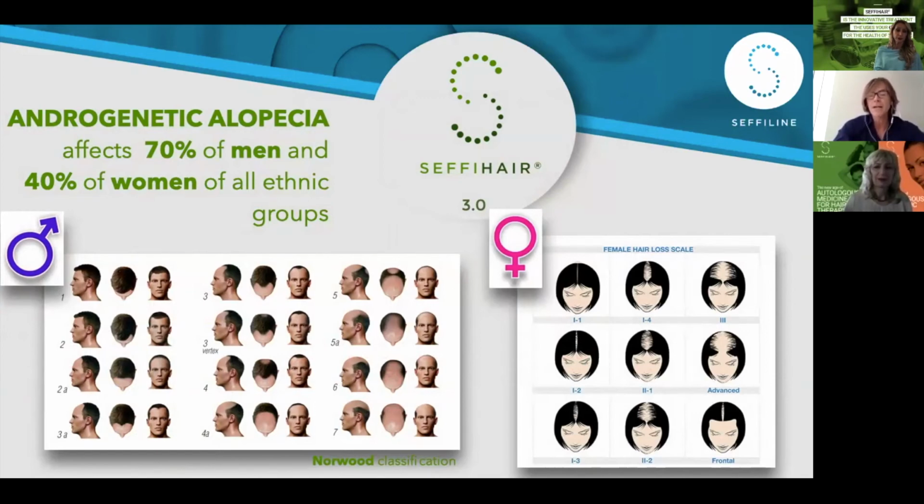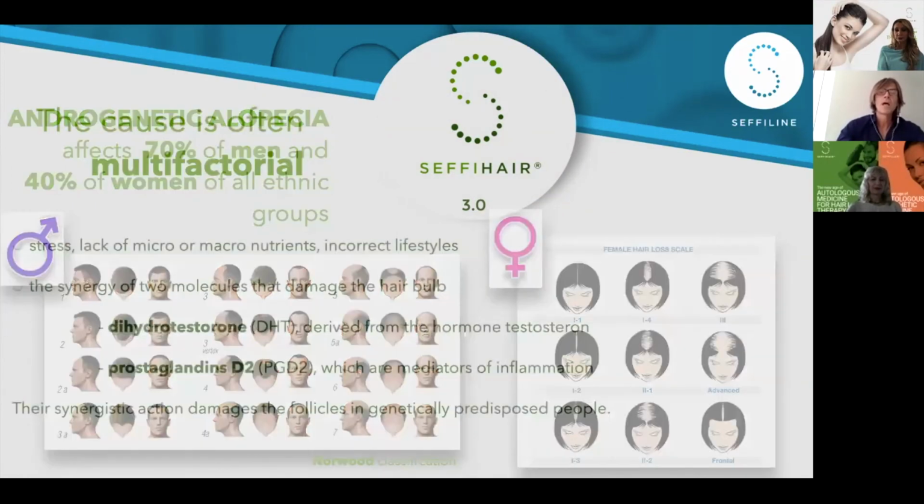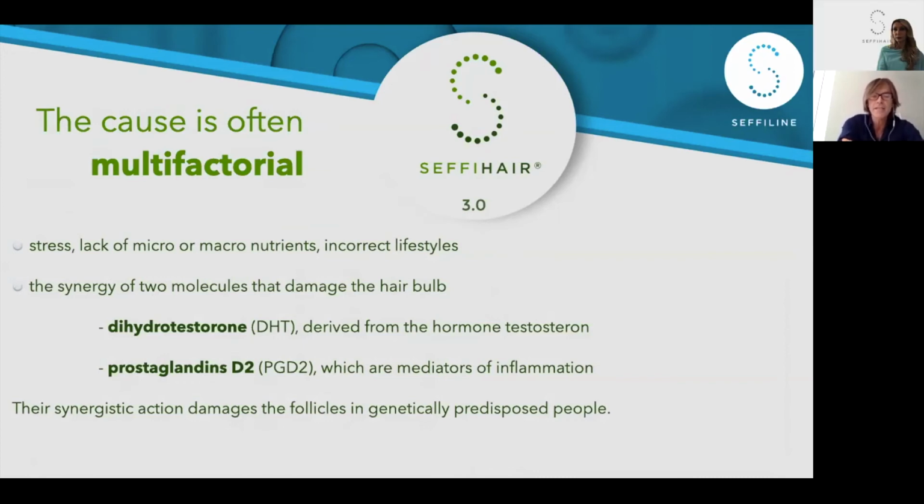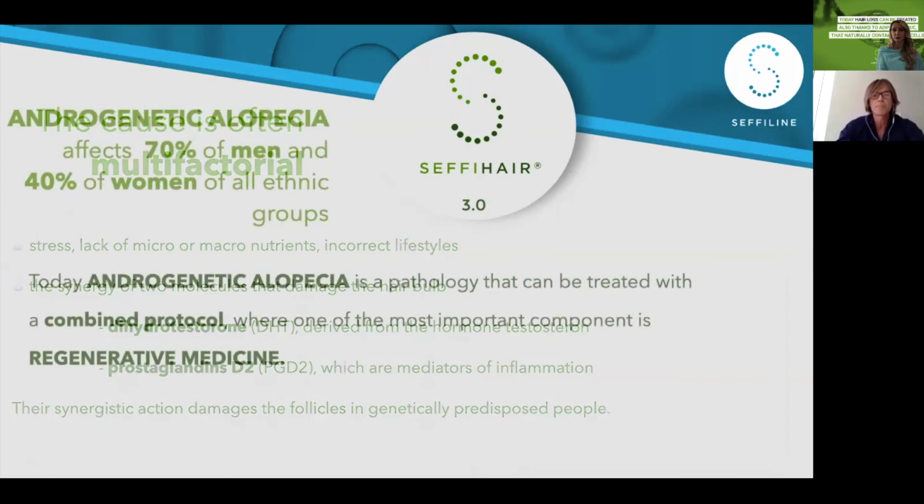The pattern is different, and so of course the protocol of treatment is different for men and women. The cause is often multifactorial, of course. It can be stress, lack of micronutrients, but the most important thing is the synergy of two molecules that damage the hair bulb, dihydrotestosterone and prostaglandin D2. And of course, these two molecules are the most important factor in androgenic alopecia.